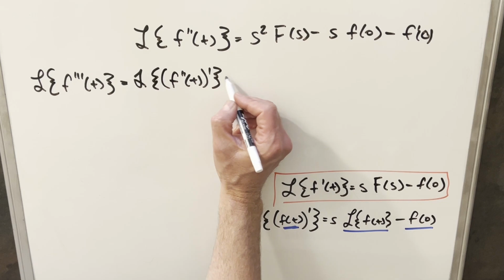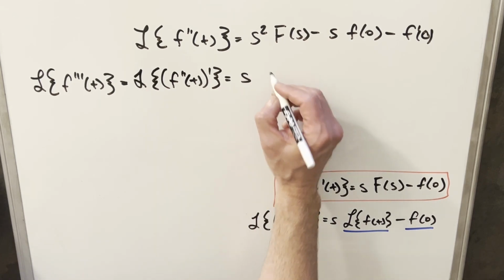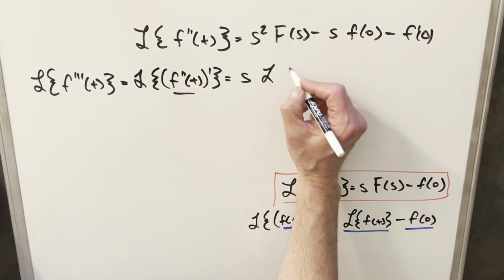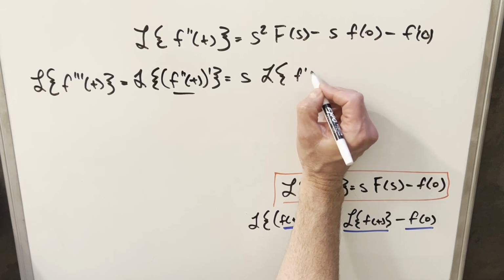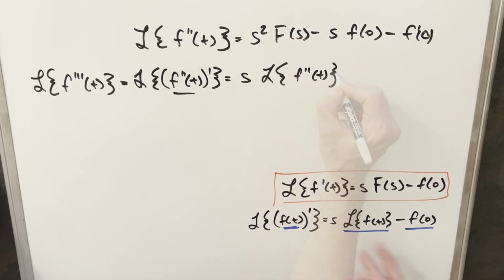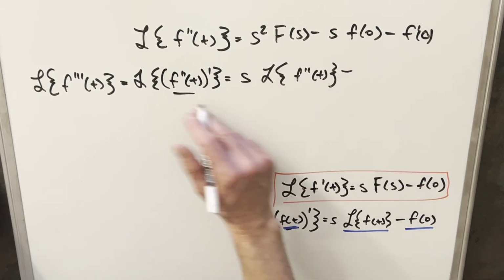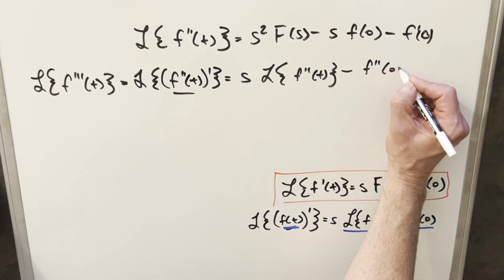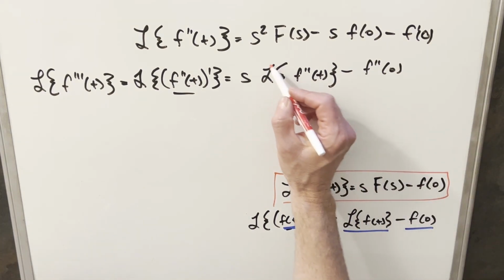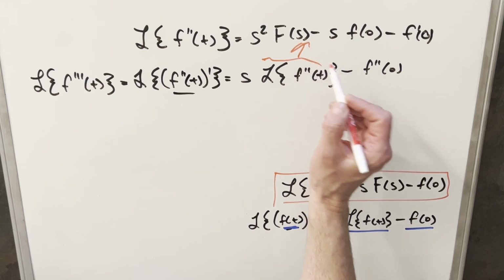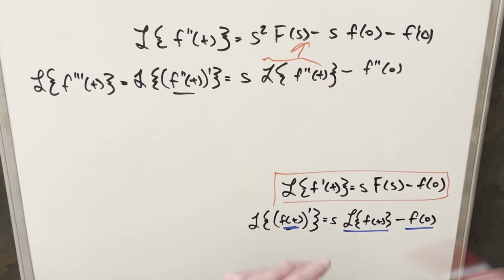But that allows me to use this formula over here. So we're going to have s, the Laplace of this input, which is just the second derivative of t, minus the input function, so minus just this second derivative evaluated at 0. But then this right here, that's what we just found. We have this formula right here, so we'll just plug that in.